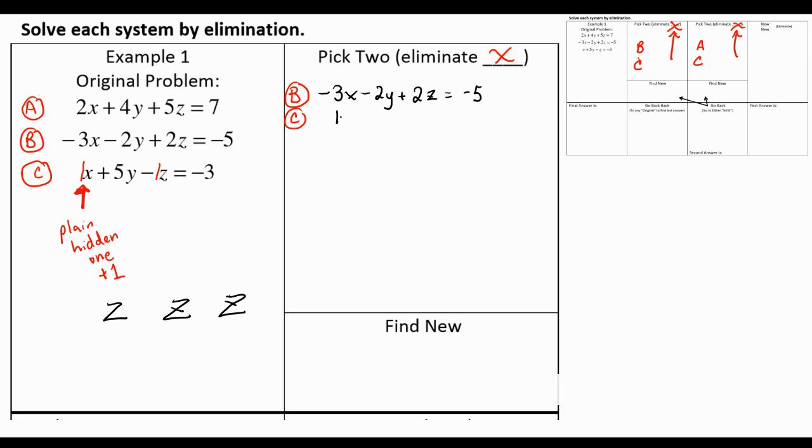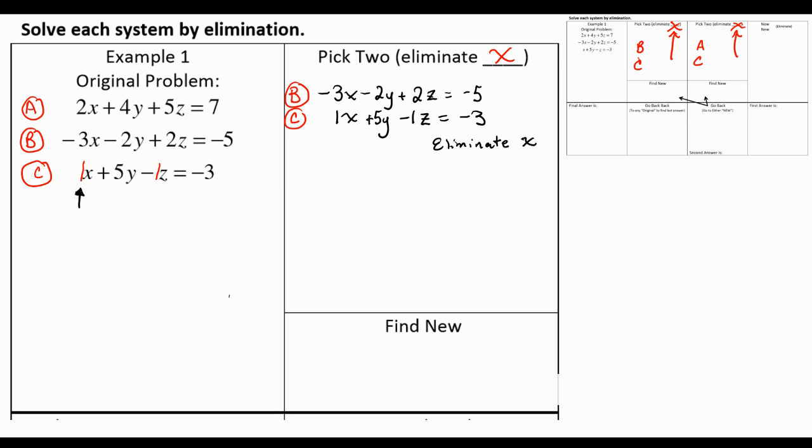All right, and the next one is 1x, 5y, minus 1z equals -3. Okay, so that's the first step. Our first step was to fill in hidden ones on the problems, label them A, B, and C, and then choose to eliminate the letter that has a plain positive 1. And so we have to eliminate the x. So we are going to eliminate x now.